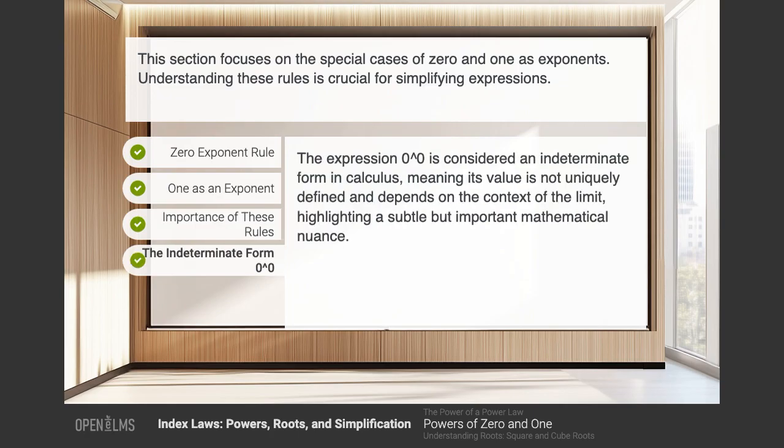The expression 0^0 is considered an indeterminate form in calculus, meaning its value is not uniquely defined and depends on the context of the limit, highlighting a subtle but important mathematical nuance.